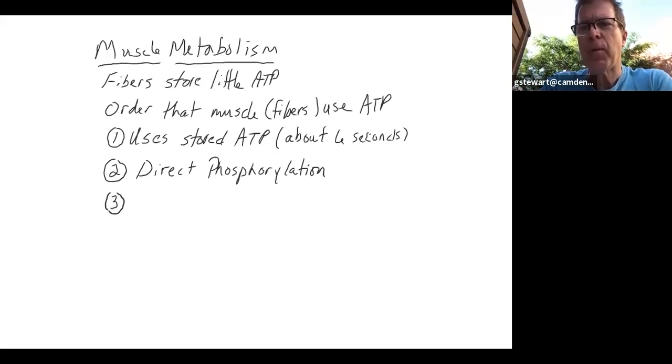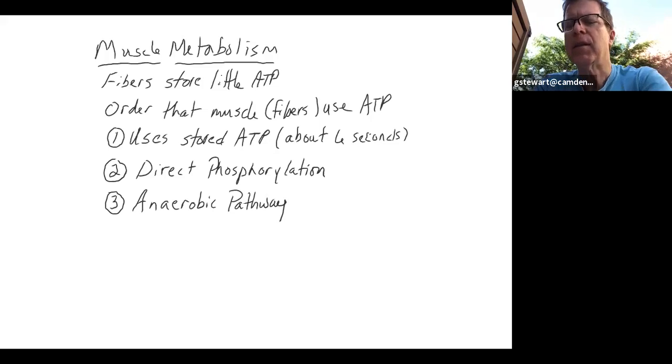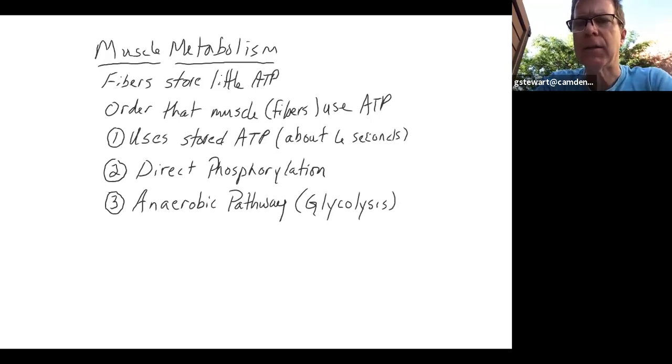Third, if a muscle wants to sustain a contraction for even longer, it goes to something called the anaerobic pathway. In parentheses, I'm going to write glycolysis because that's the actual process that is used. It looks like glycolysis, but it's pronounced glycolysis.